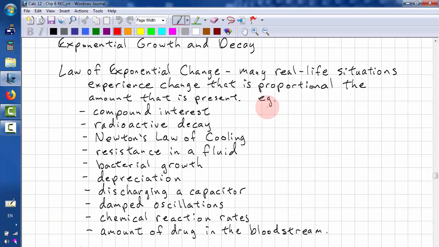So some examples of this are compound interest, radioactive decay, Newton's law of cooling. So we'll be looking at these two. Resistance in a fluid, bacteria growth. We'll be looking at that. Depreciation, discharging a capacitor, damped oscillations, chemical reaction rates, and the amount of drug that's in the bloodstream.